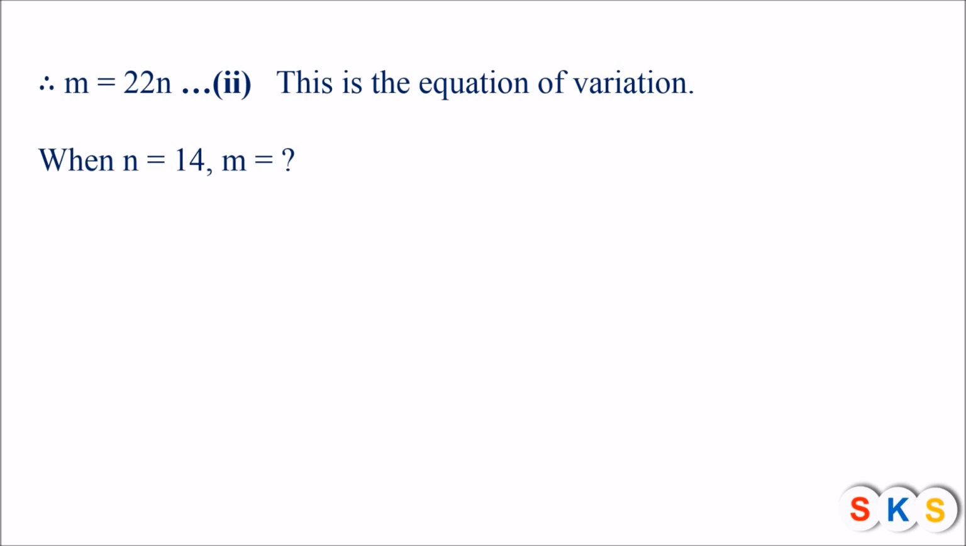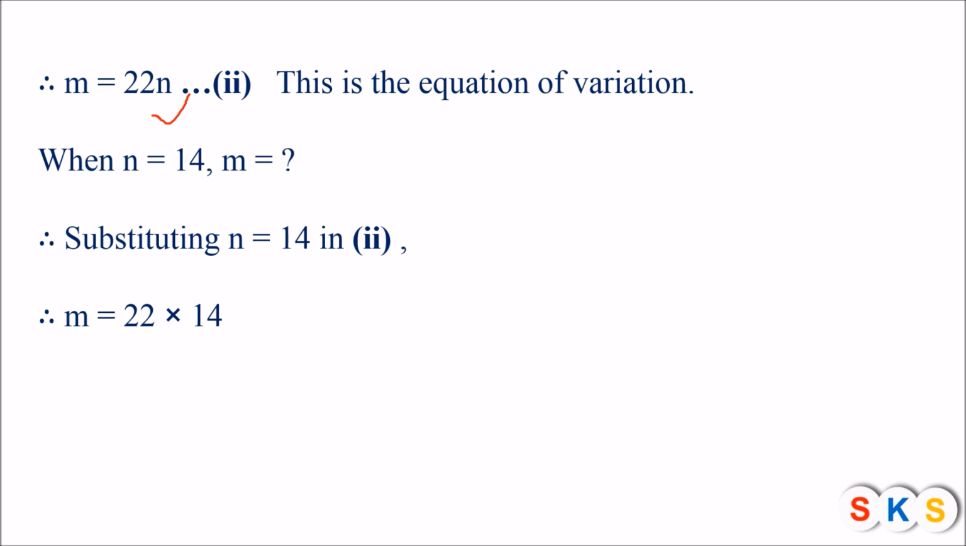So we are going to substitute the value of n in equation 2. So we will get m equals 22 into 14. I have replaced n by 14. So we got 22 into 14, and we will multiply now. We will get m equals 308. So when n is 14, then m will be 308.